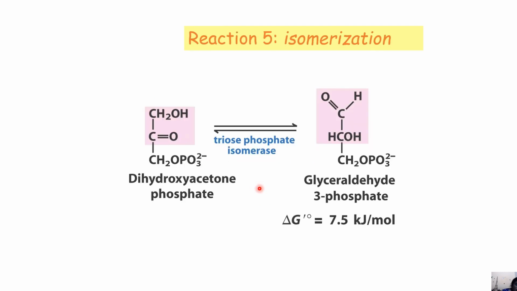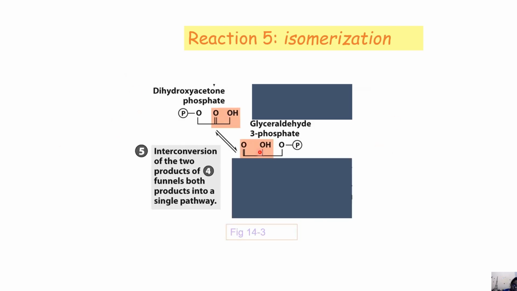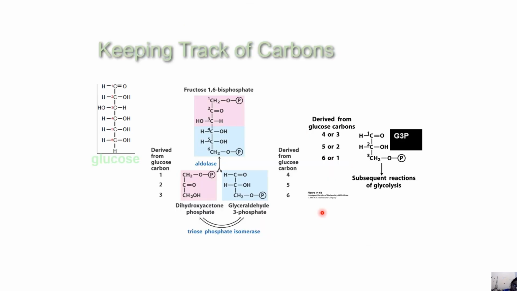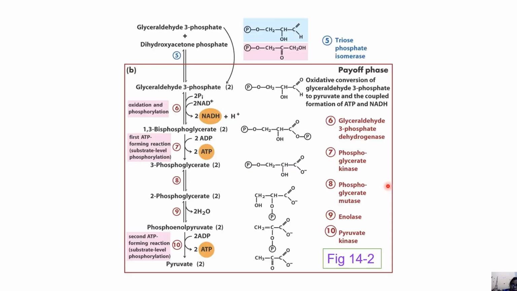Reaction 5 is isomerization, where dihydroxyacetone phosphate gets converted to glyceraldehyde 3-phosphate, and this enzyme is triose phosphate isomerase. So this keeps on happening, reversible. This interconversion of the two products funnels both products into a single pathway. So we need to keep track of the carbons, okay? Some are derived from glucose carbons 1, 2, 3 and some from glucose carbons 4, 5, 6. That's how we move ahead.